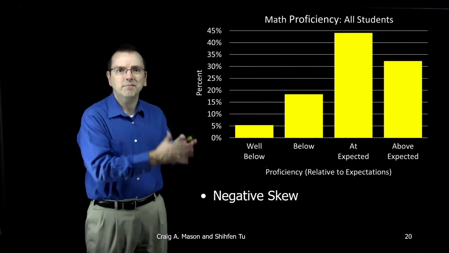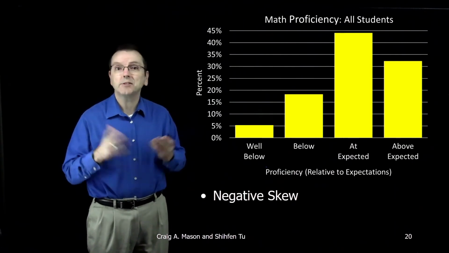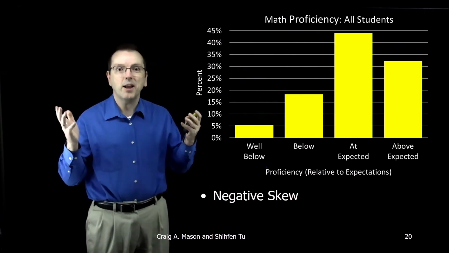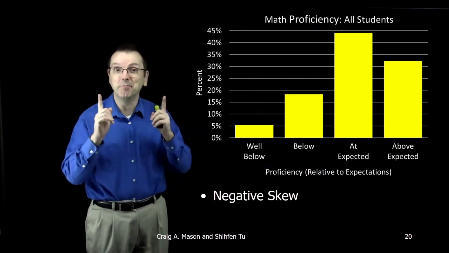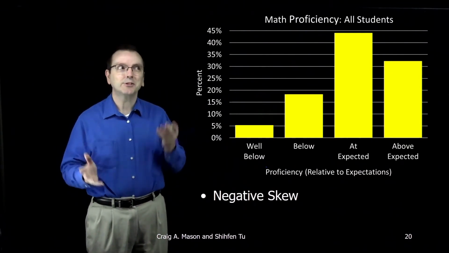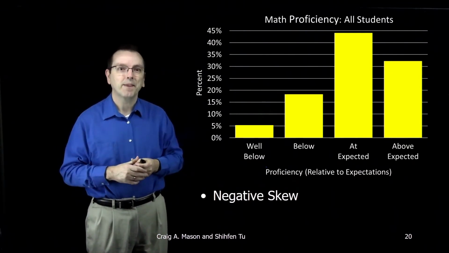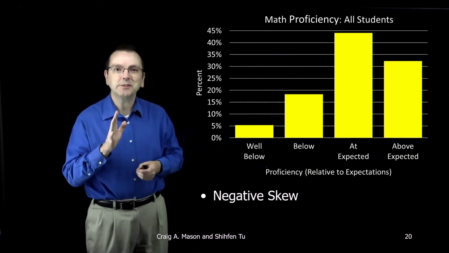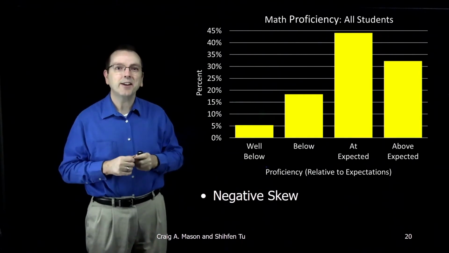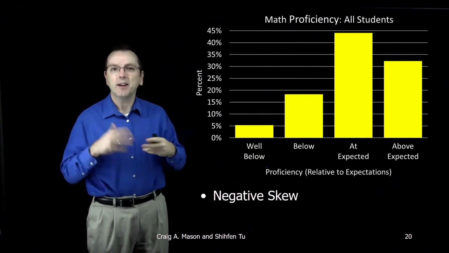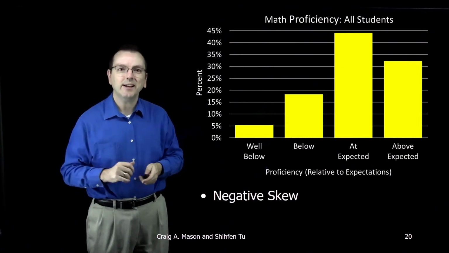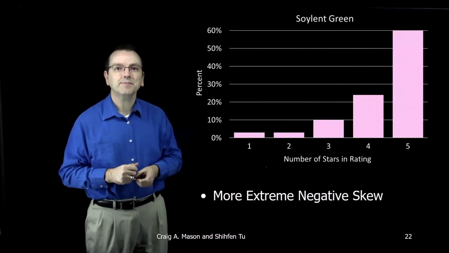Now, this is educational data, but outside of education, researchers, policymakers, and businessmen can be very interested in things like how skewed distributions are. For example, Amazon spends a lot of money trying to understand what's behind the shape of different distributions in customer ratings. Let's take a look at a few of these.